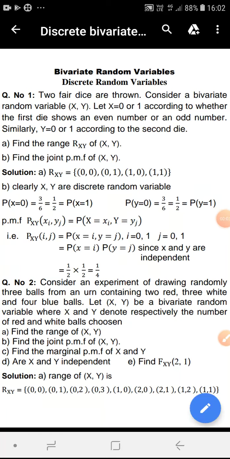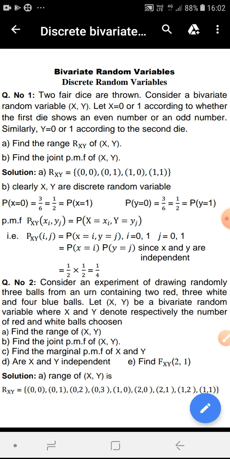We shall have some practice questions on bivariate discrete random variables. So the question: two fair dice are thrown. Consider a bivariate random variable (X, Y). Let X be equal to 0 or 1 according to whether the first die shows an even number or an odd number. Similarly, Y is equal to 0 or 1 according to whether the second die shows an even number or an odd number.